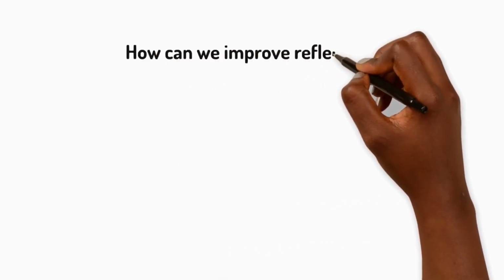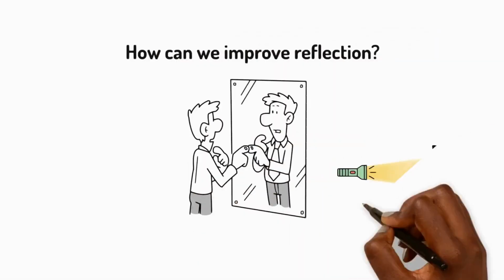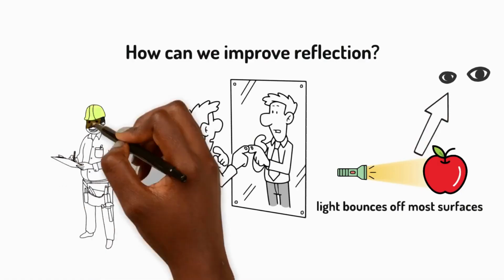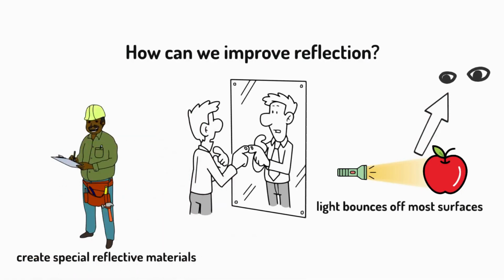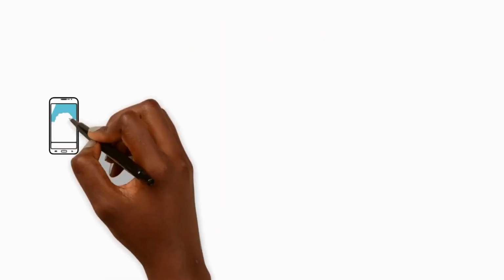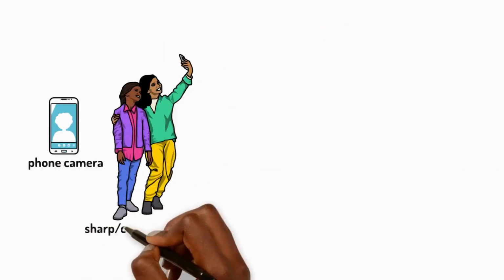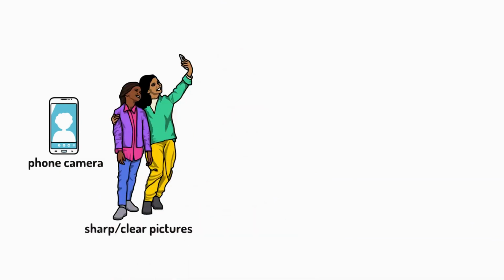How can we improve reflection? Because light bounces off most surfaces, this lets us see them, even from far away. But sometimes we need extra help to see clearly. Certain types of engineers create special reflective materials. One way to increase reflection is to add mirrored coatings, like on a phone camera. This bounces light straight back for sharp, clear pictures.